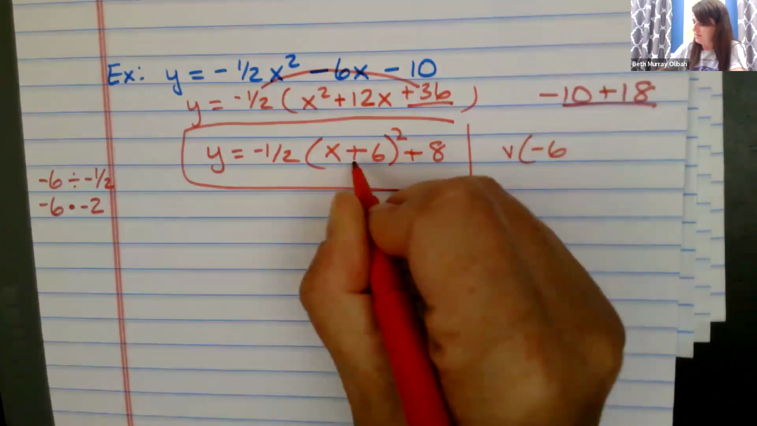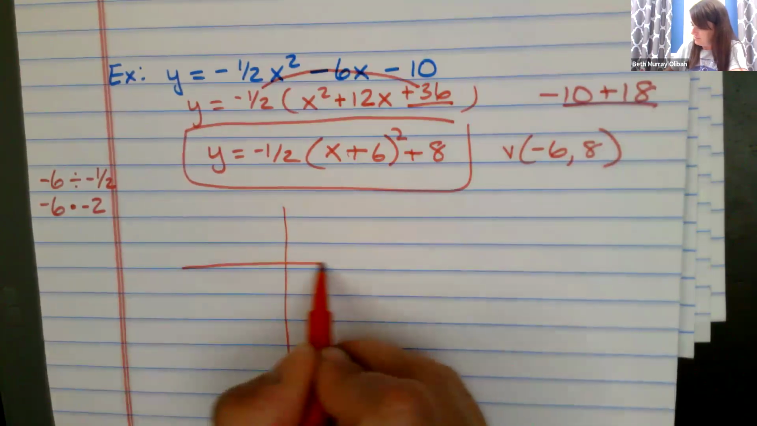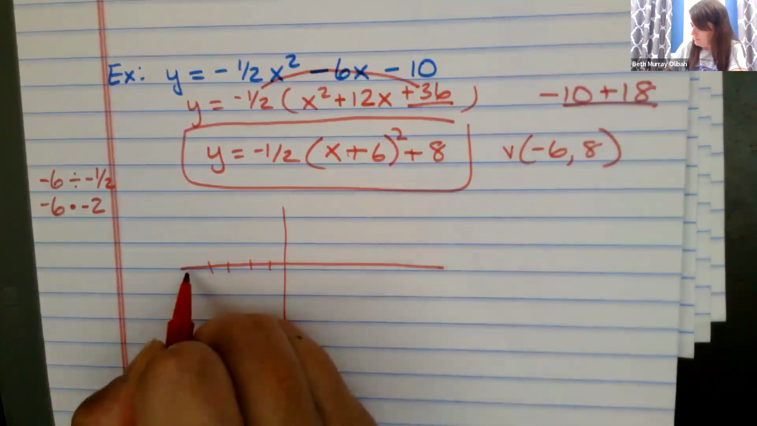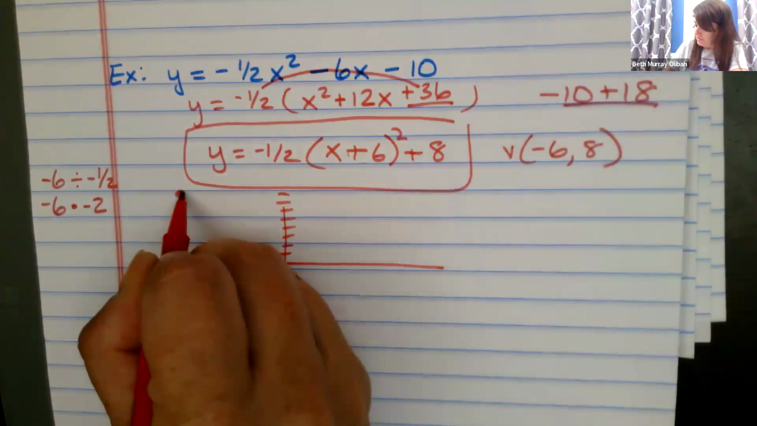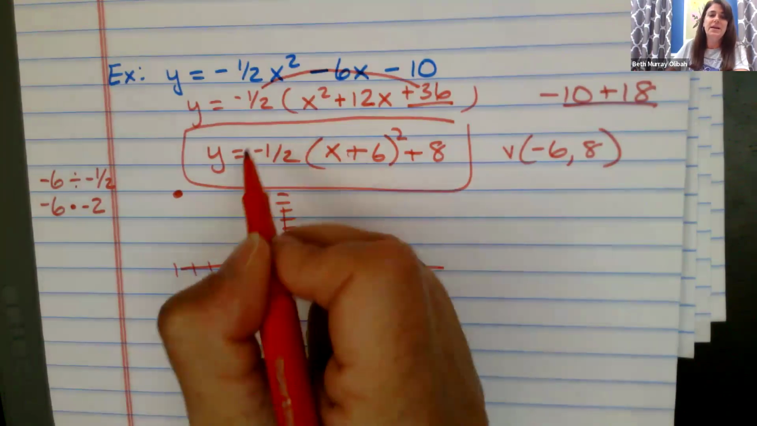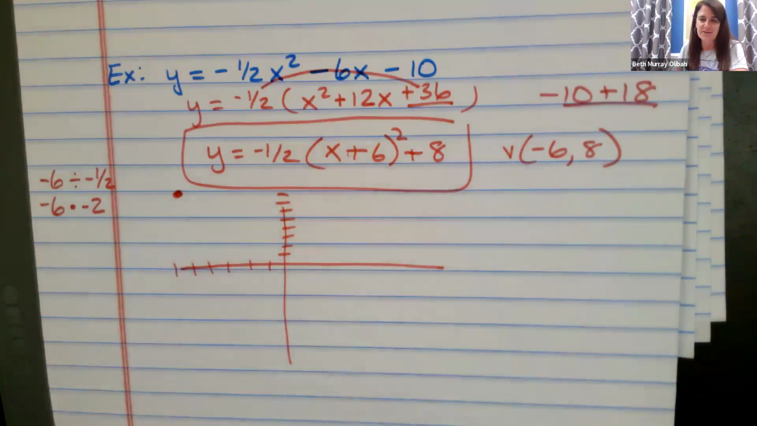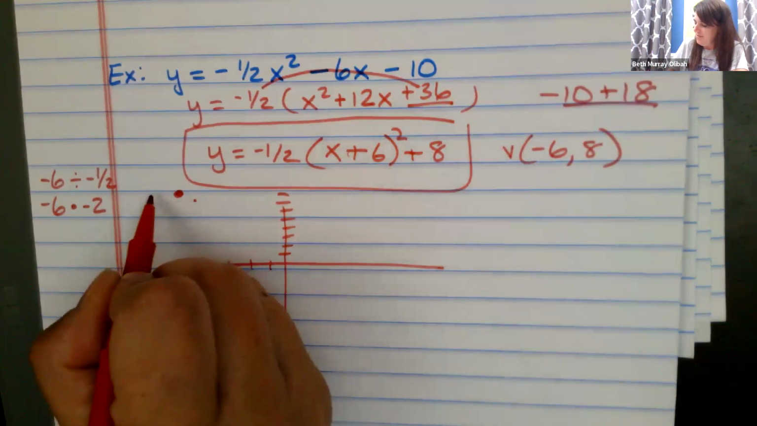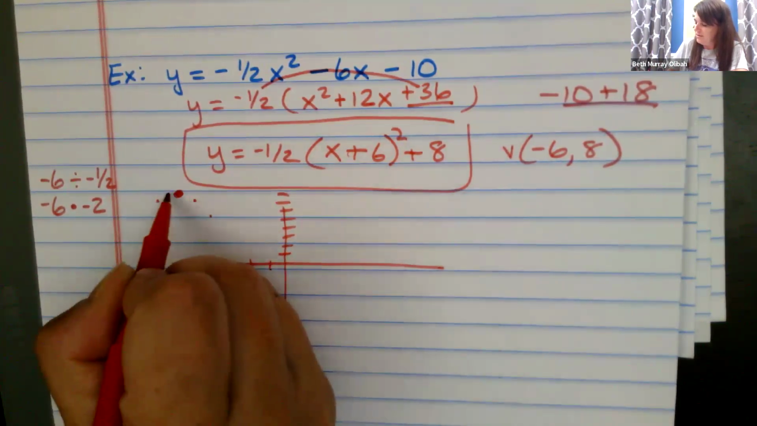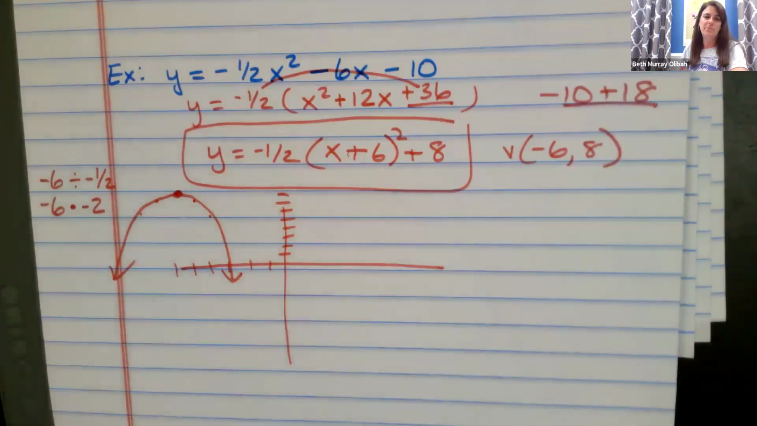And if I needed the vertex, it's just the opposite of that and that. If I wanted to graph this, just to make sure, negative 6, 8 is where it would start. But because of this negative 1/2 outside, it's going to go down, and it's going to go down half as much as normal. So instead of over 1, down 1, I'm going to go over 1, down 1/2, over 2, down 2. So it's going to be a little bit wider than my normal parabola.